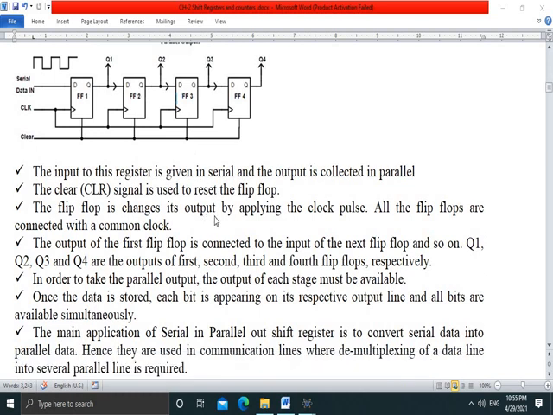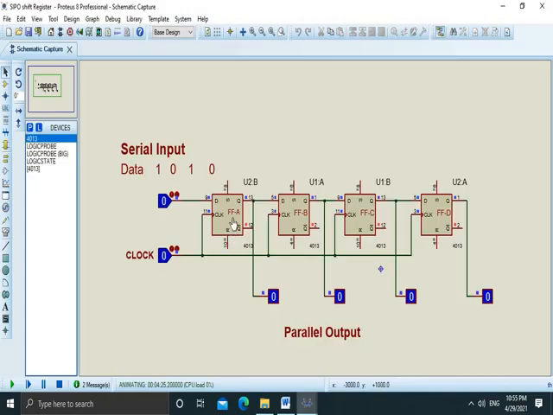Let's look at the analysis of the circuit on the simulator. We have 4 D flip-flops. The clock inputs of all the flip-flops are connected to the common clock input. Data is entered serially. For example, our data is 1010. Firstly, we have to enter 1. After applying the clock pulse, the data is shifted from the input of the first flip-flop to the output.